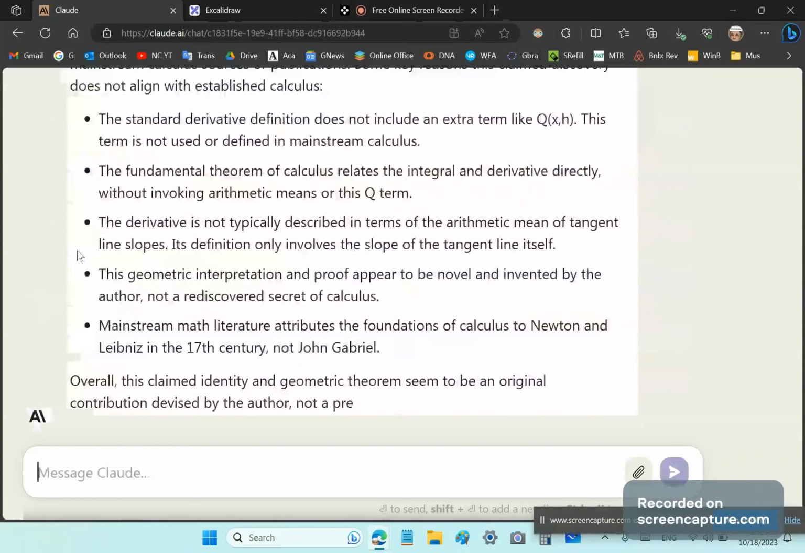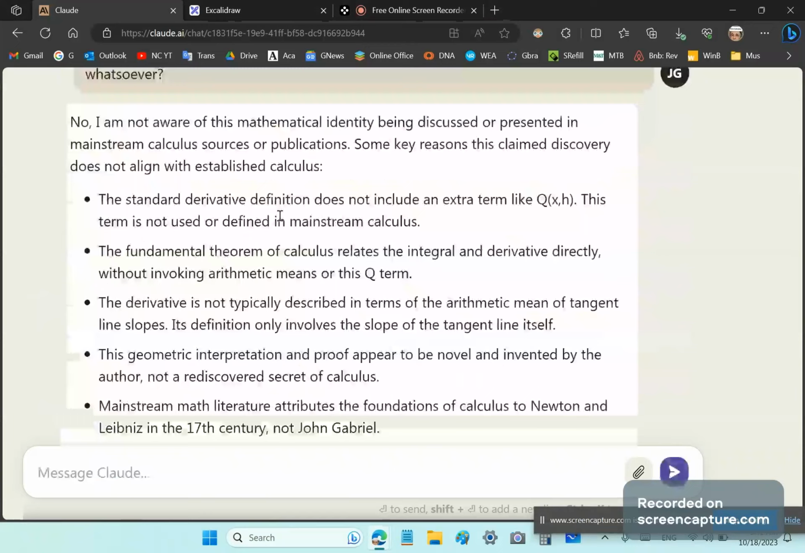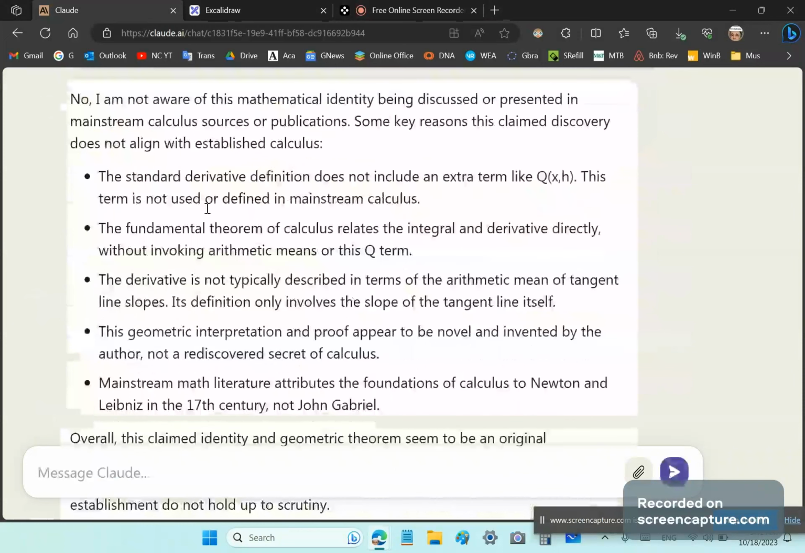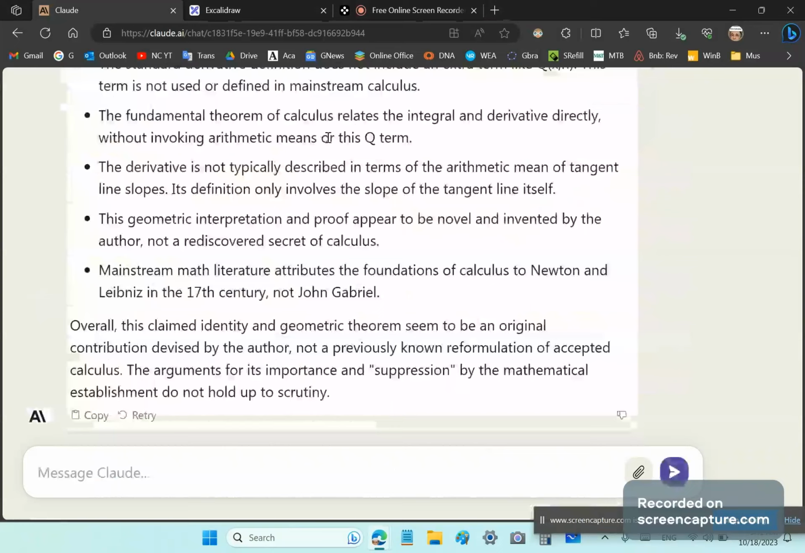Some key reasons: it does not align with the standard calculus. And it says that the standard derivative does not include an extra term like the slope difference. It doesn't because they didn't know about it, right? So it says this term is not used or defined in mainstream calculus. Of course it isn't. I discovered it. I, John Gabriel, discovered it, and I alone take the credit for all of that. Not anyone else, not Leibniz, not Newton, not Cauchy, not any one of the fucking moron professors that came before me, okay?